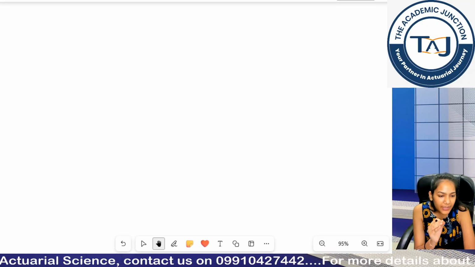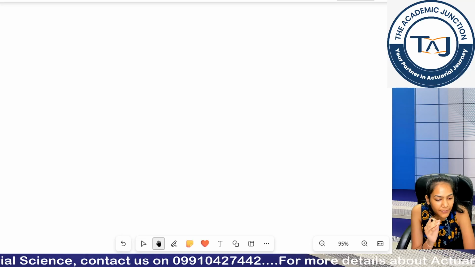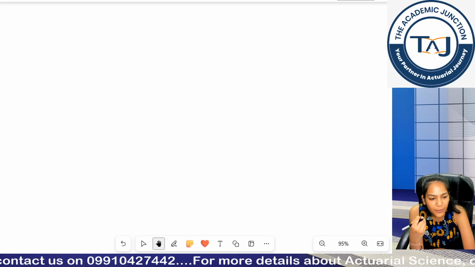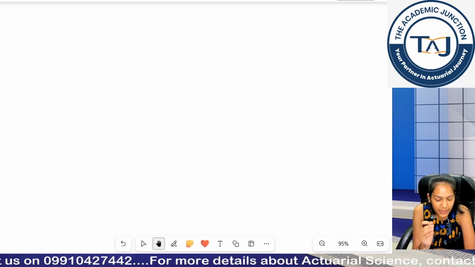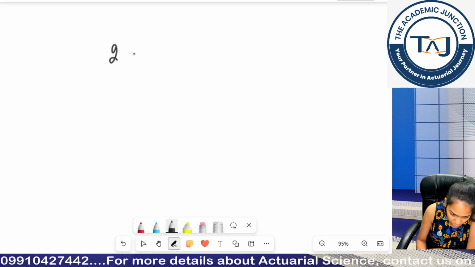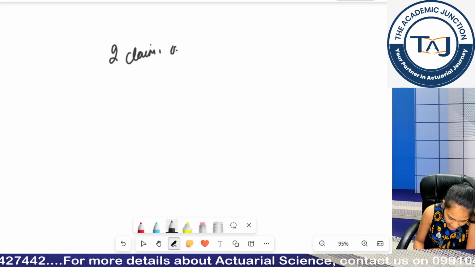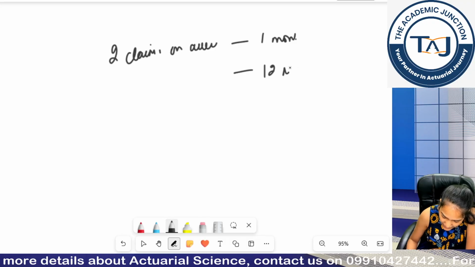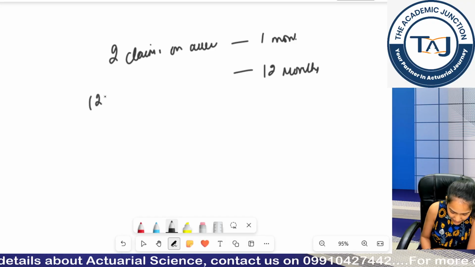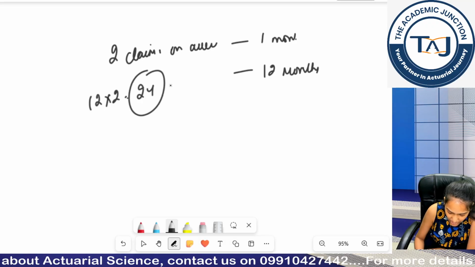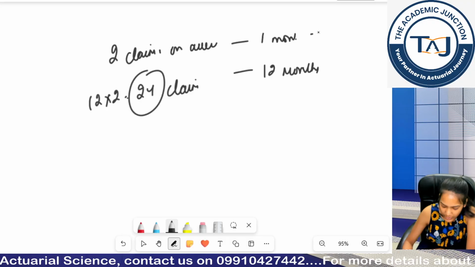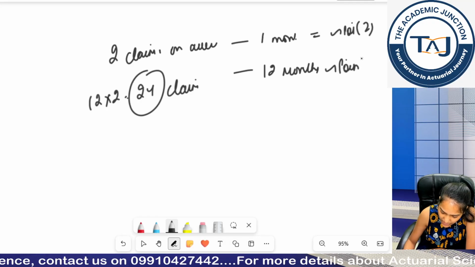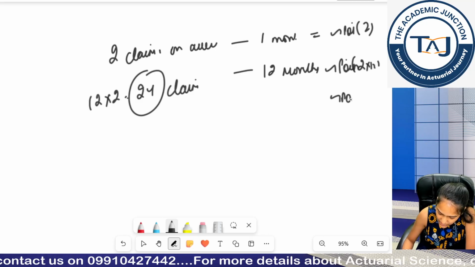Now you have been given the monthly Poisson process, right? But you have to find the probability of claims in a year, that is 12 months. So if I am getting 2 claims on average in 1 month, how many claims would I be getting in 12 months on average? I will multiply this by 12, so I will get 24 claims. So here my distribution was Poisson 2, here my distribution will be Poisson 2 into 12, which is Poisson 24.